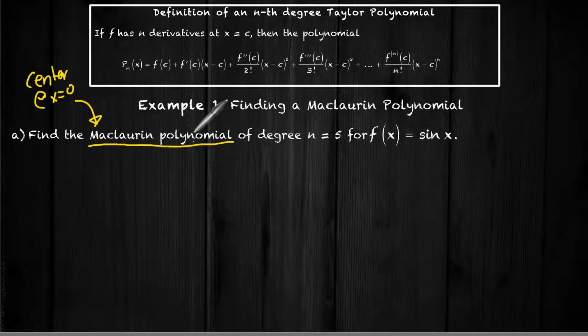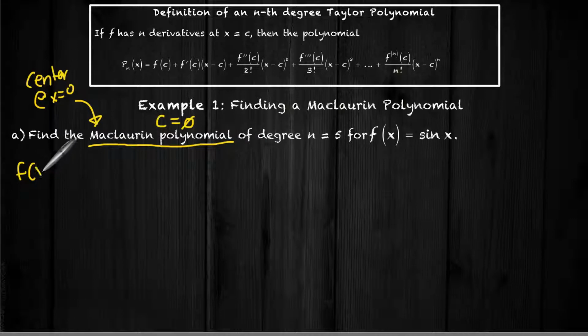So find the Maclaurin polynomial. We need f of 0 plus f prime of 0 times (x minus 0), because our c is 0. So let me write that in here so we don't get confused. Our c is 0 for a Maclaurin. So the best way to do this is just simply to write several things down here.